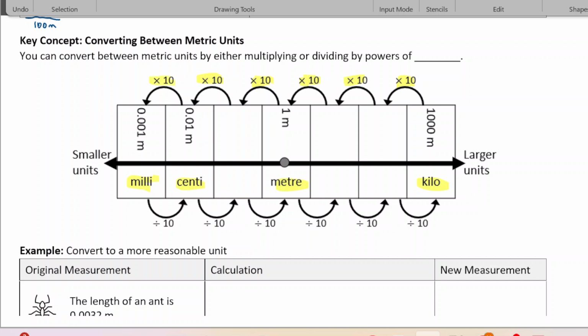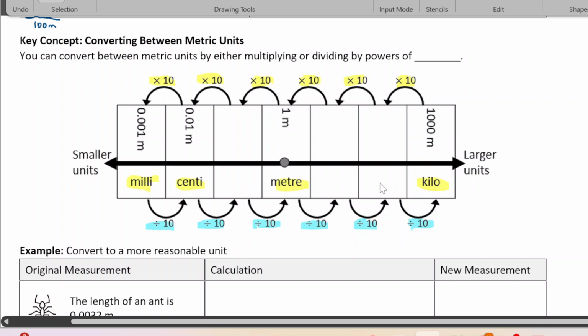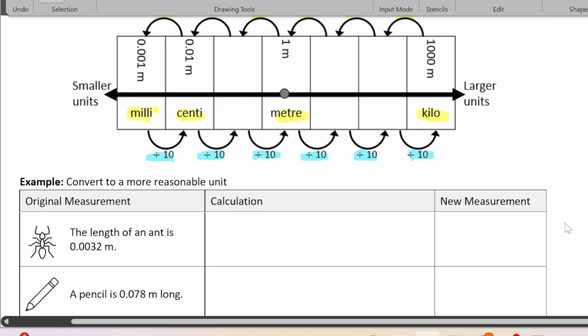And if you want to convert to larger units, those are bigger lengths, there's less of them, we would divide by 10. There are, in these blank spots here, other units, we just don't use them very much. So yeah. Okay, so let's convert here.